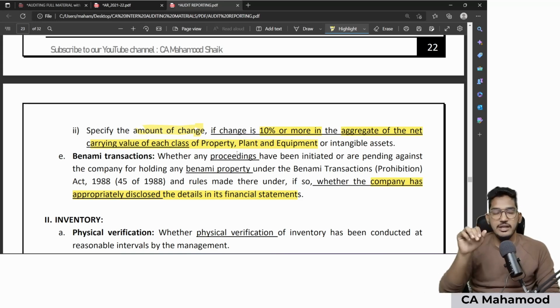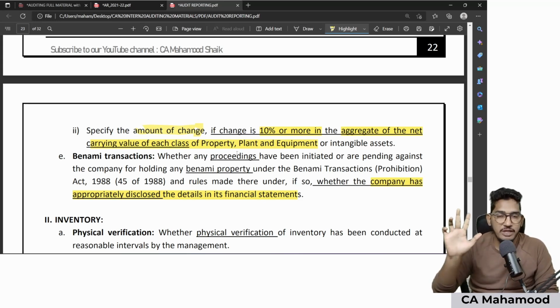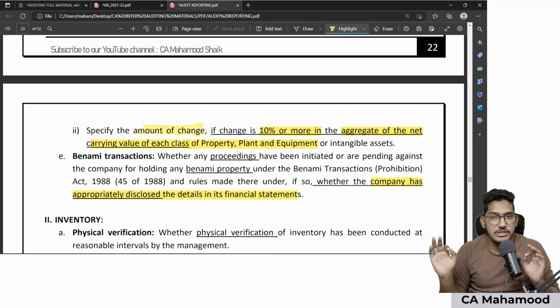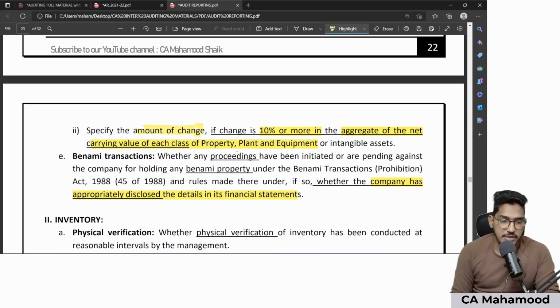So this is the first reporting requirement, PPE. Regarding that, 5 points are there. Number 1 is regarding proper record maintenance. Number 2, whether physical verification done by the management. Number 3, title of the immovable properties are held in the name of the company. Number 4, whether any revaluation happened. If yes, on the basis of registered valuer. If the change is 10% or more for each class of asset, mention the amount. Number 5, whether company disclosed the Benami transaction cases in their financial statements or not. That's all. This is the first point.